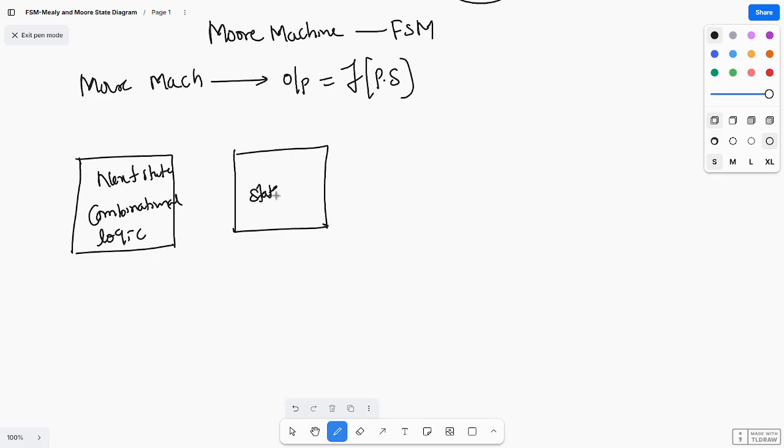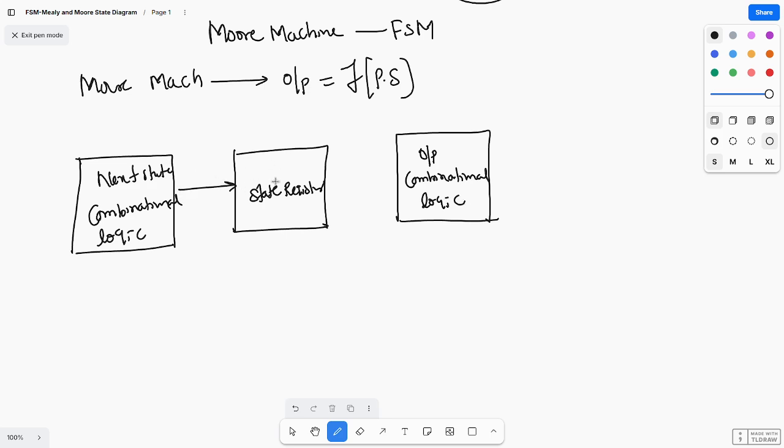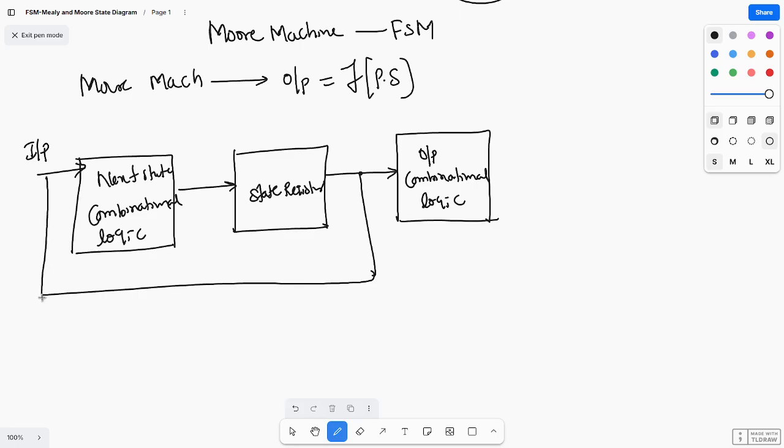This is the state register, and this is the output combinational logic. The next state combinational logic is given to the state register. The state register output is given to the output combinational logic, and you have input over here and output here. The output will be fed back to the input. There is a feedback network.